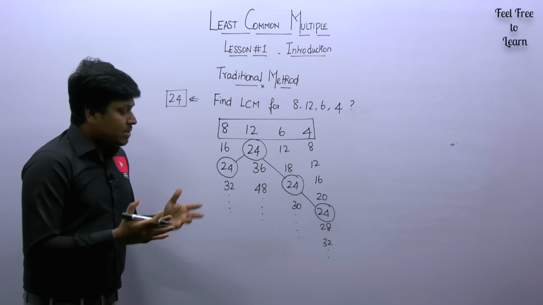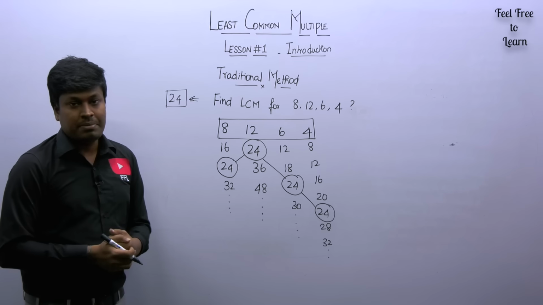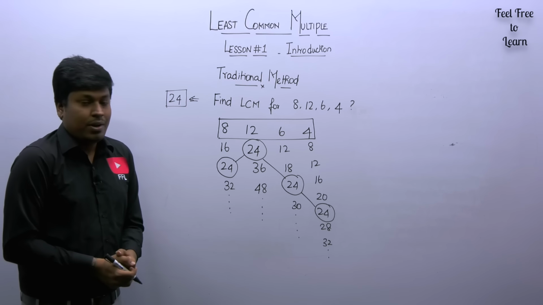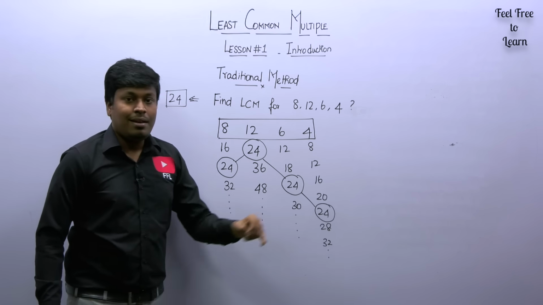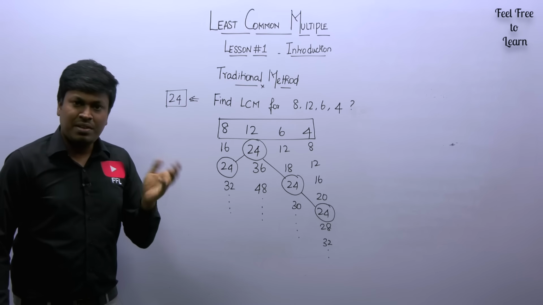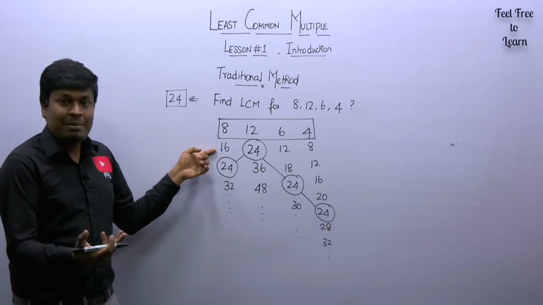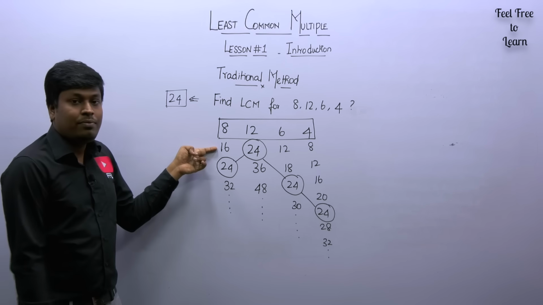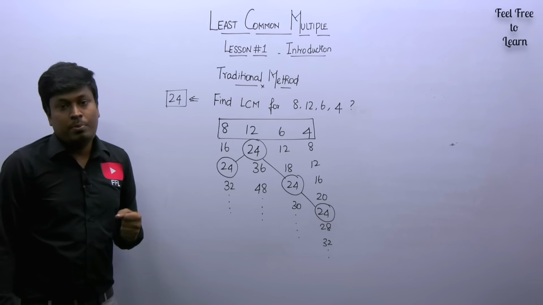Got it, friends? So this is the traditional method where we find LCM of the numbers. If the numbers are huge, for example 144, 198, 316, in those scenarios using a traditional method is useless. Yes or no? 194 multiples? No way. If we are weak in mathematics, we can't write 194 into 2, 194 into 3, 194 into 4. That is not possible.